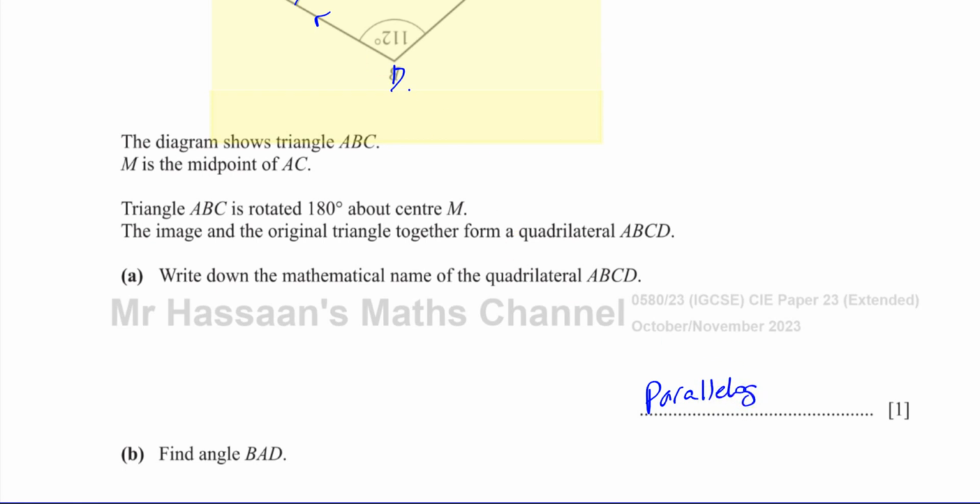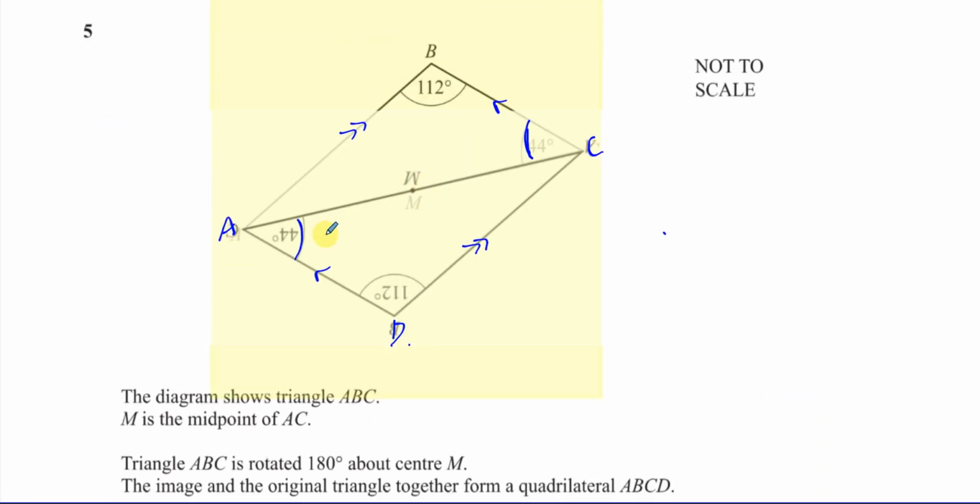Have I spelled it wrong? Whoops, I don't think I have. Okay, so you have a parallelogram. All right, so that's part A done.